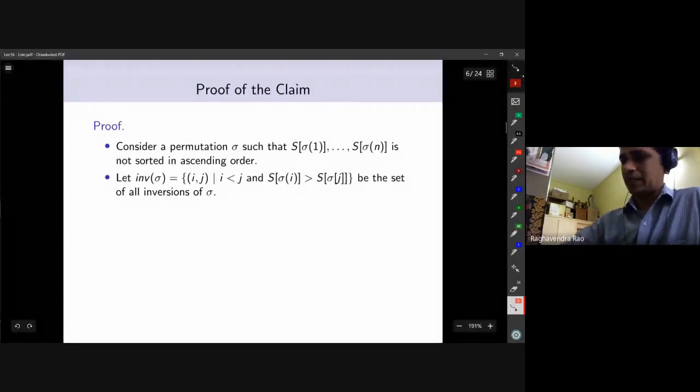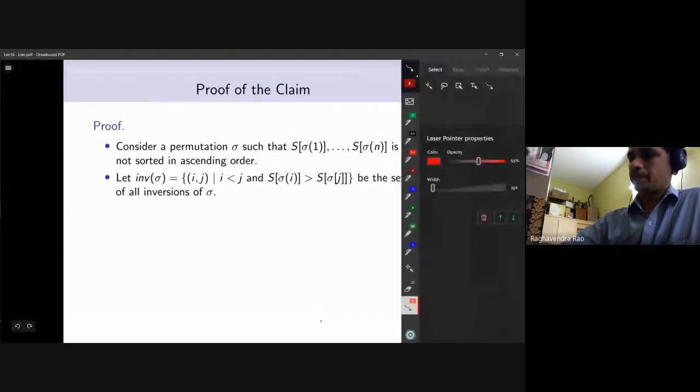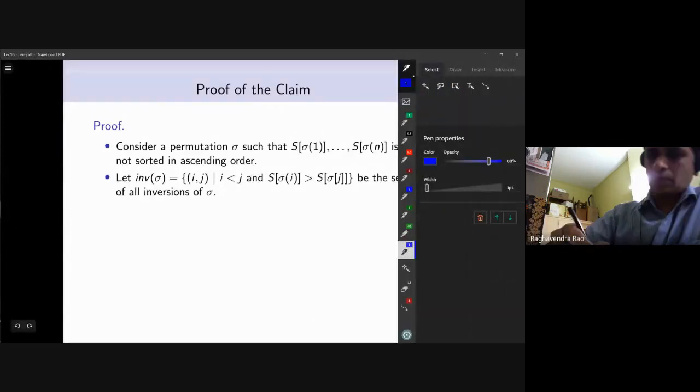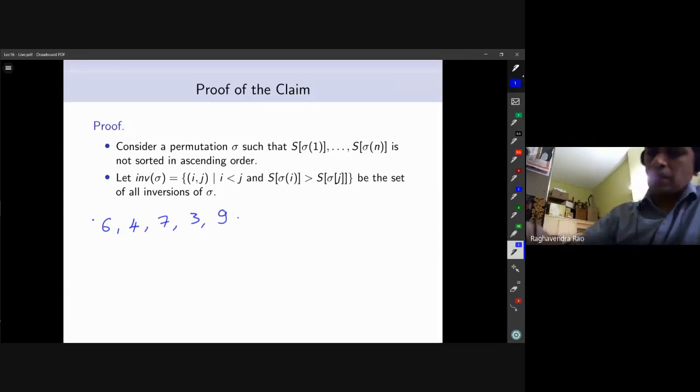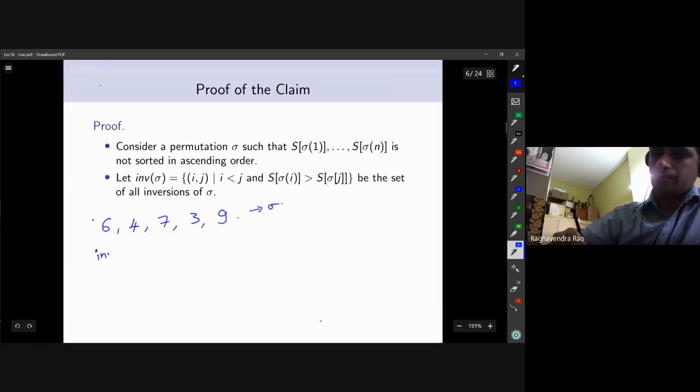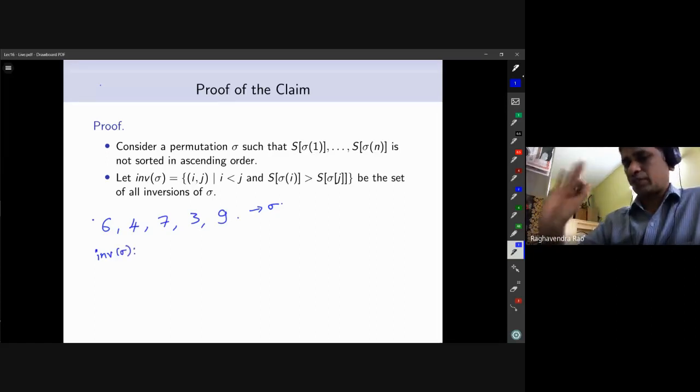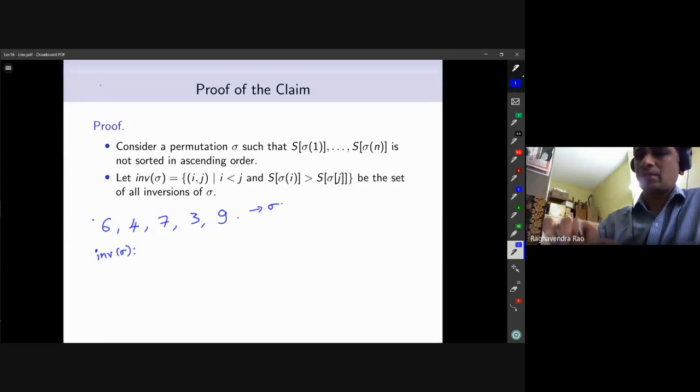I'll demonstrate with an example. Let's take an array with elements say 6, 4, 7, 3, 9. So this is the sigma. The original array was something else, some permutation of this, so I'm only considering sigma. If you apply sigma on the array, this is how it looks: s sigma 1, s sigma 2, etc.